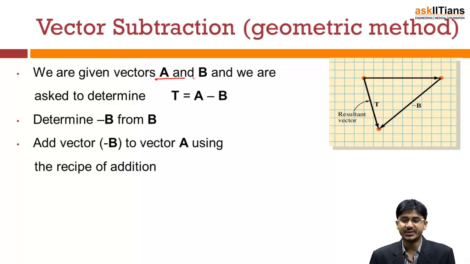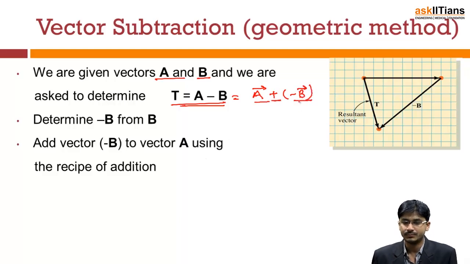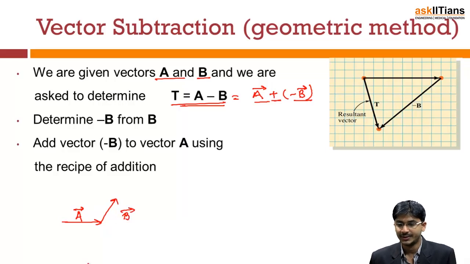Now how do we do vector subtraction? We have seen how to do vector addition. Now in vector subtraction, we are given two vectors A and B. We are asked to determine, suppose, A minus B. We don't do anything new, we use the triangle law of addition, and we write this like this. Now we can apply the same addition law, and we know how to convert B to minus B. So suppose this is vector A, this is vector B.